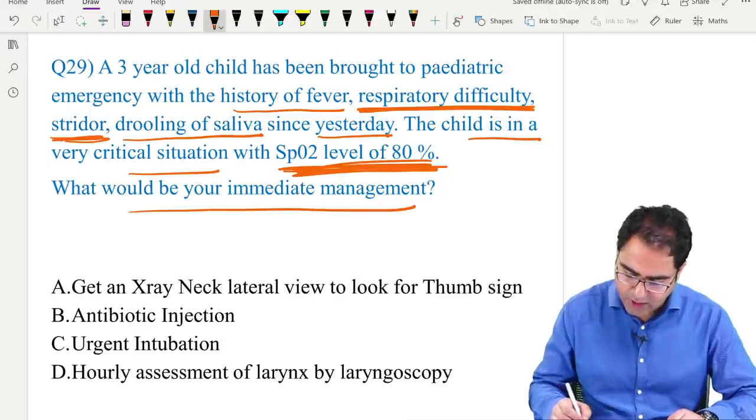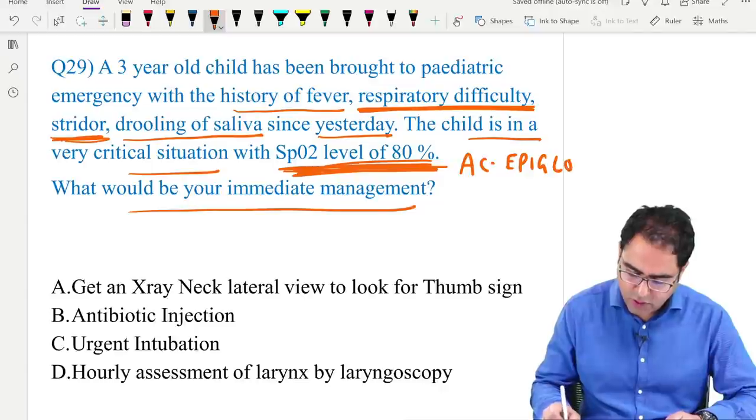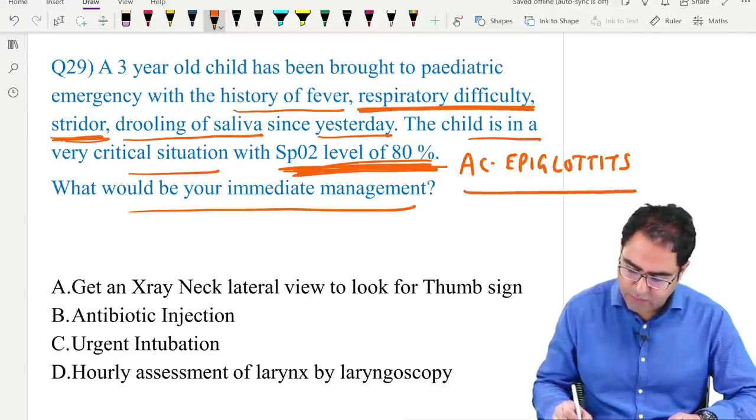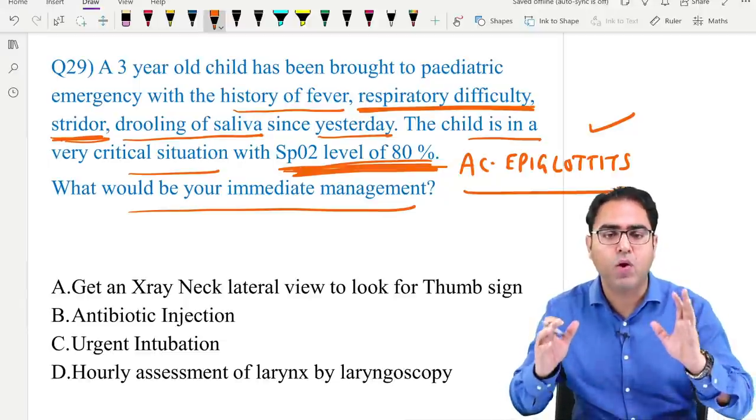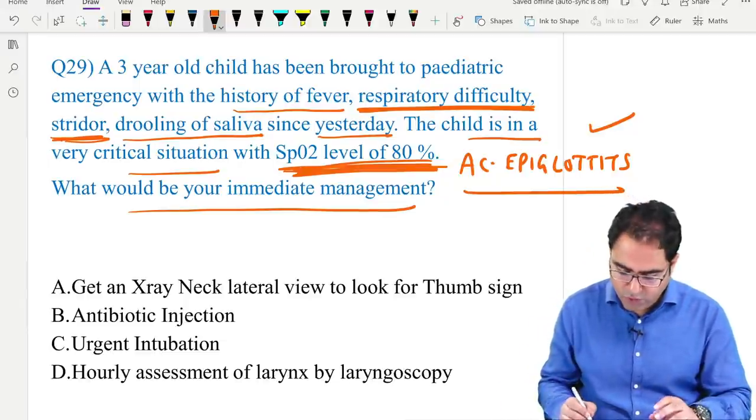I am suspecting a diagnosis of acute epiglottitis. No other diagnosis comes to my mind with this kind of picture. The first diagnosis is acute epiglottitis, beta. Okay. What would you do first, beta?